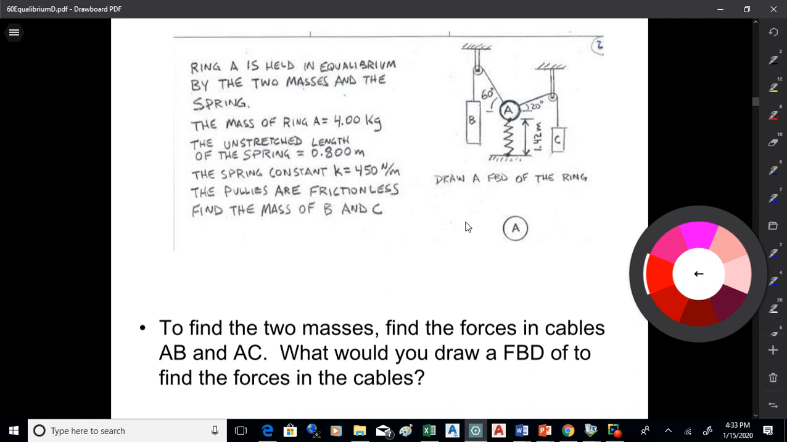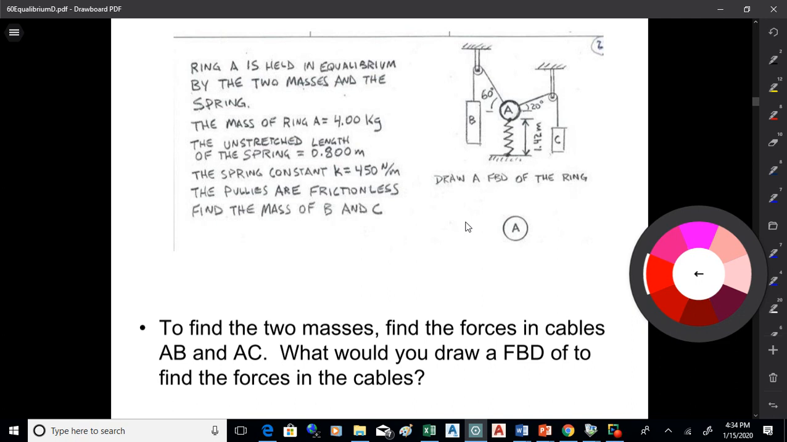Let's say that ring's in equilibrium, okay? And it's held in equilibrium by those two masses, B and C, and by the spring on the bottom. Say the mass of the ring is 4 kilograms. The unstretched length of the spring is 0.8 meters. And the spring constant, K, is 450 newtons per meter. And the pulleys are frictionless. Let's find the mass of B and C.